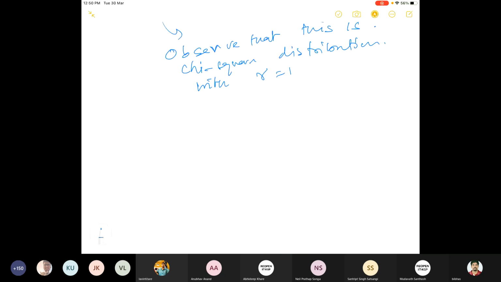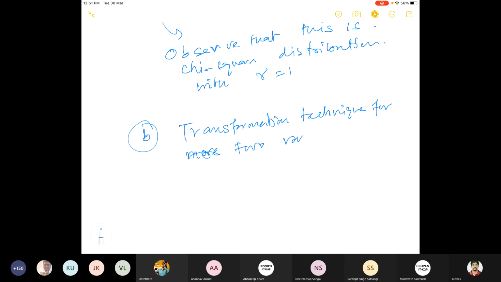Now let us do the transformation technique for several variables, so more than one variable, let's say two variables or two random variables.